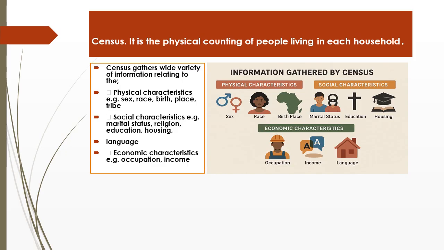We also look at the social characteristics, the marital status, how many married people are in that house, how many single people are in that house, what is their level of education, what is the nature of the housing, what is their religious background or religious beliefs, all those ones. For example, are they Muslims, are they Christians, and all that.